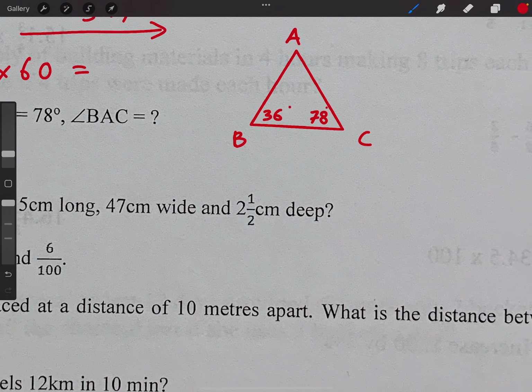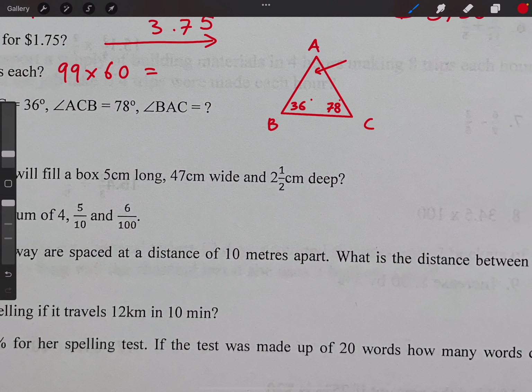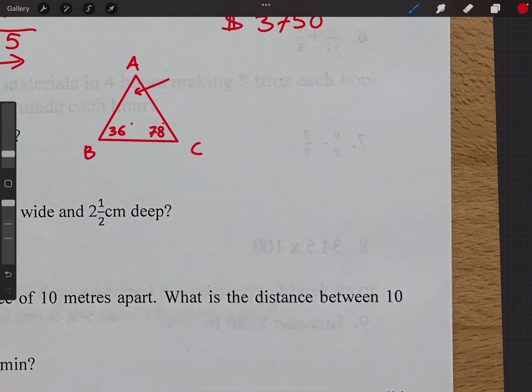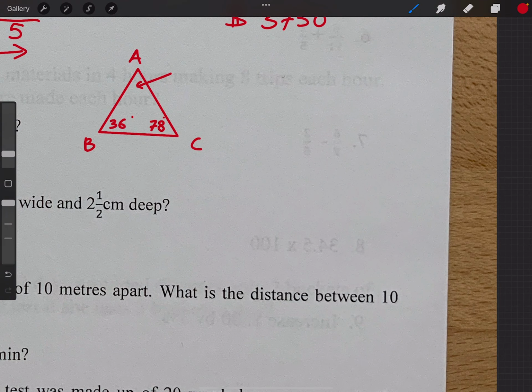Alright. And what's the angle here? What's the last angle? That's the question, what it wants to find. Now remember that the 3 angles inside a triangle have to add up to 180 degrees. So 36 degrees plus 78 degrees plus this last angle is equal to 180. Okay, so work out what the last angle is.